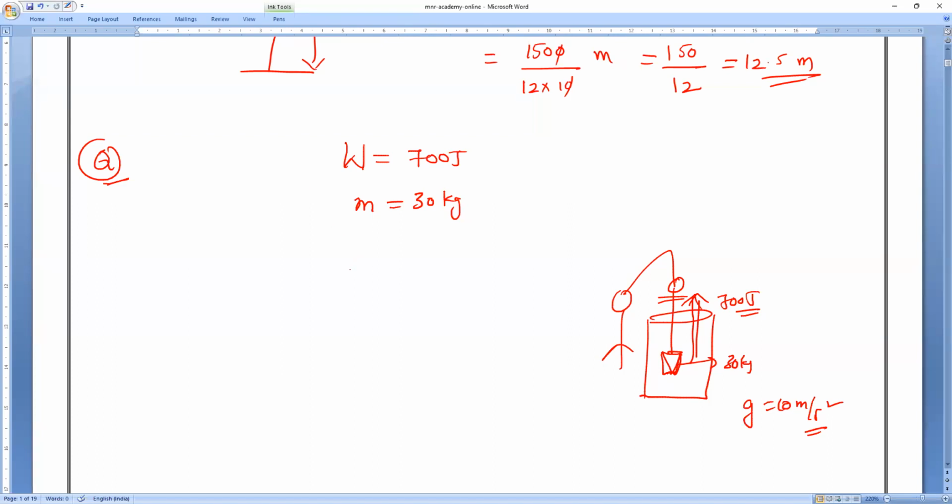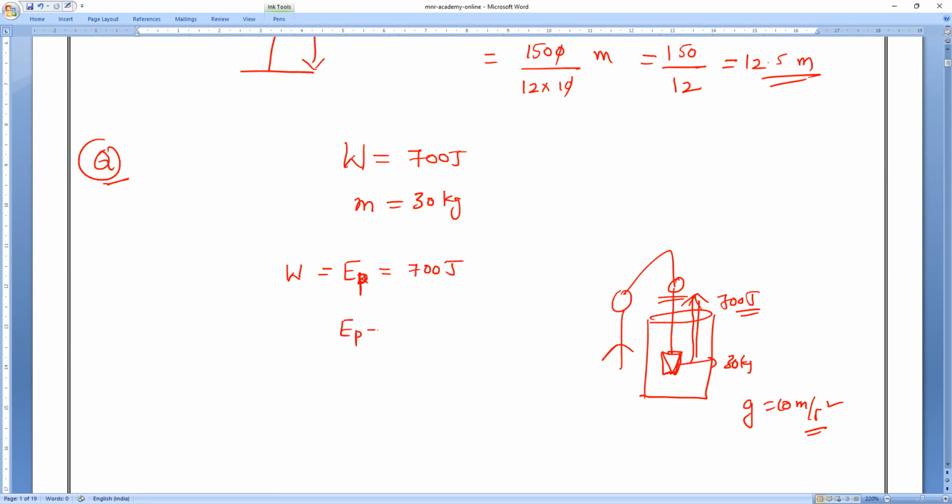So what is that, everybody? She is lifting the bucket. So it is what energy? Potential energy or kinetic energy? It is the potential energy, which is equal to the amount of work done. So which is equal to how much now? Which is equal to 700 joules.